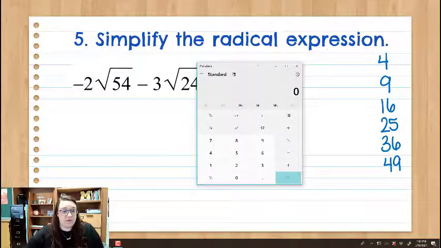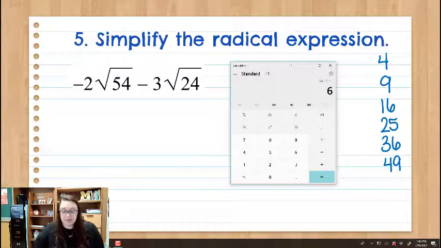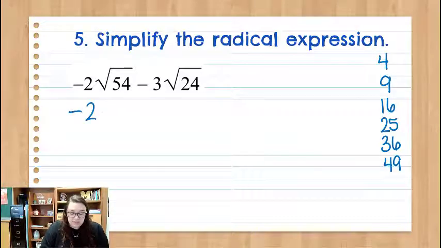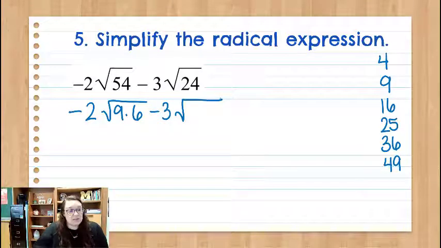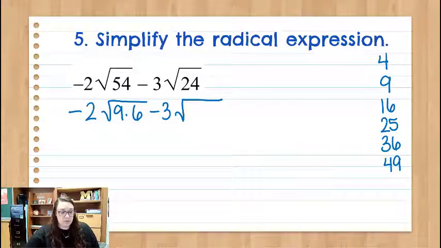What goes into 54? Starting at 49, I know that's much too large, so maybe let's start at 36. That doesn't work. How about 25? Nope. How about 16? Nope. 54 divided by 9. That works. 9 times 6. Okay. Let's rewrite this as 9 times 6. And now let's work on the 24. I know 4 goes into 24, and that's the biggest one that would work. So it's 4 times 8.